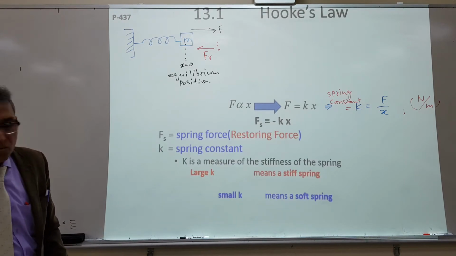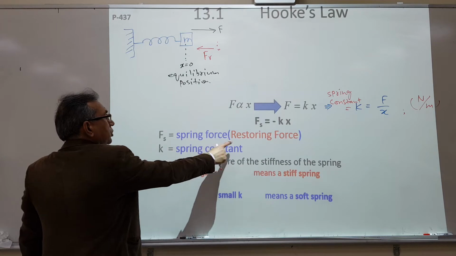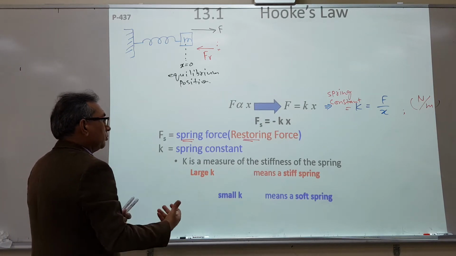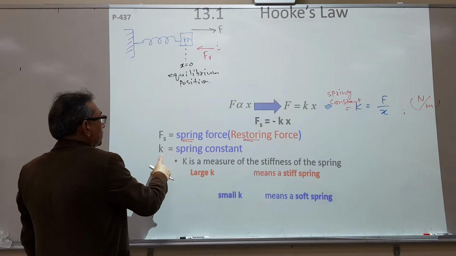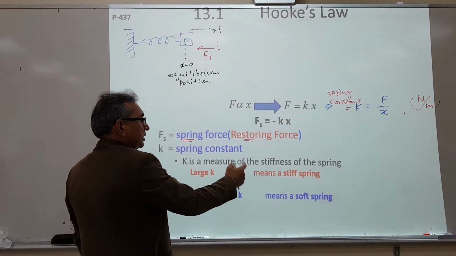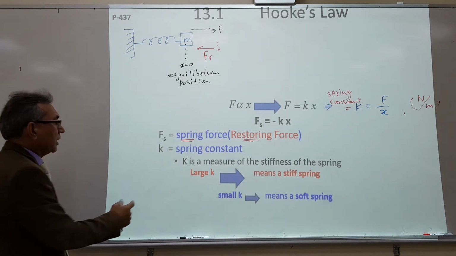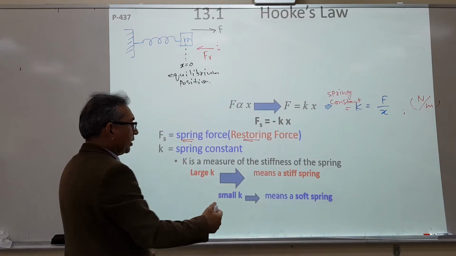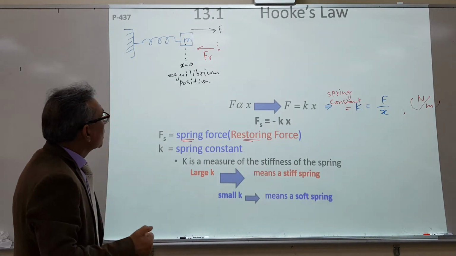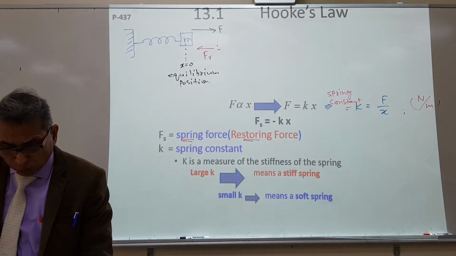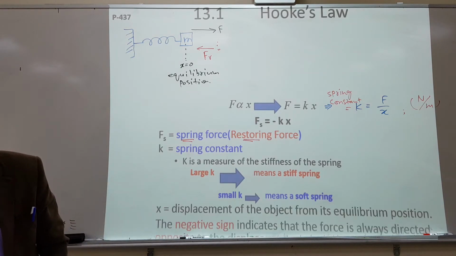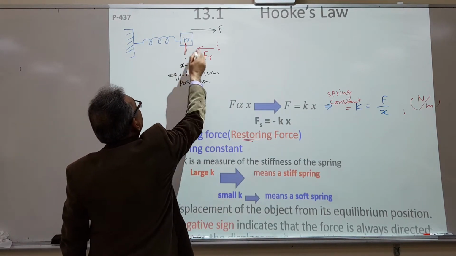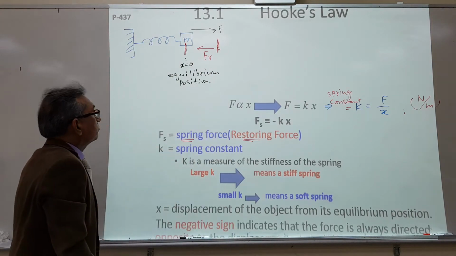Now, Fs is the restoring force, or we call it the spring force. This is the pushing or the pulling force of the spring at either side. So K is the spring constant. K is a measure of the stiffness of your spring. Large value of K means a stiff, a strong spring. And the small value of K means a soft spring. Now, X is the displacement of the object from the equilibrium position. For example, from here up to here, this is X.